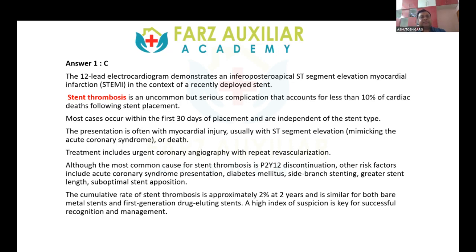Basically, when we place a stent, we use dual antiplatelet agents. So if you stop those medications, then this complication can occur. And the cumulative rate of stent thrombosis is 2% at 2 years, and similar for both bare metal stent and drug-eluting stent. So very high index of suspicion is the key for successful recognition and management.